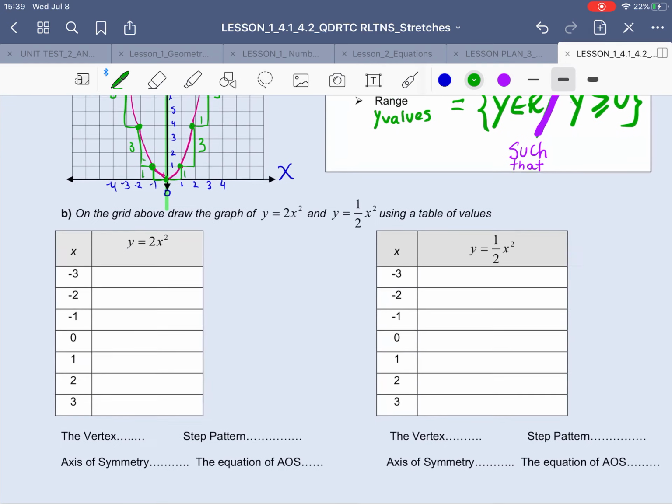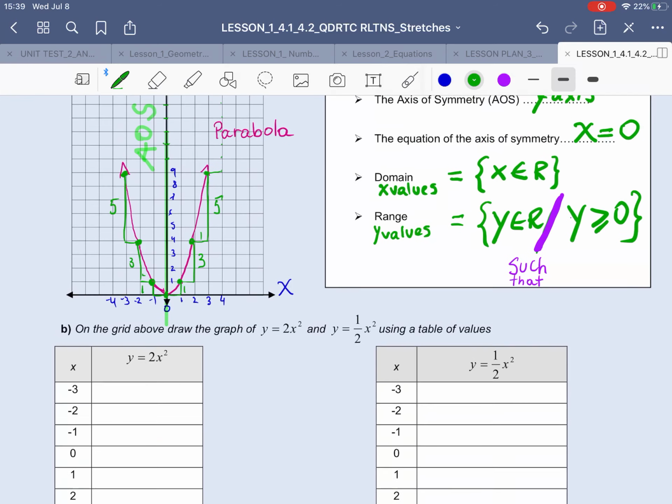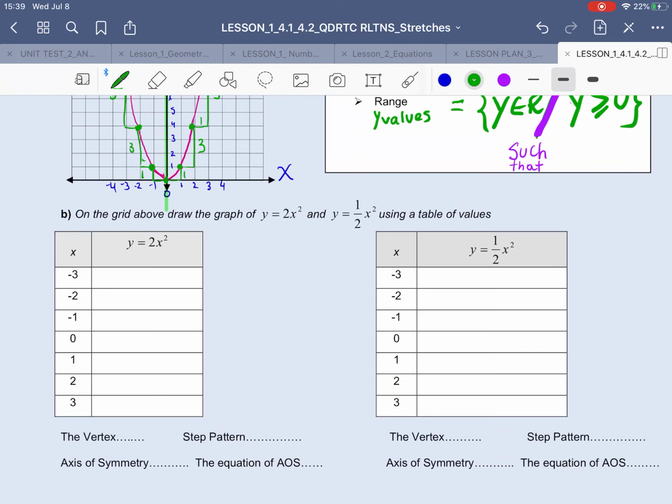So we are going to take a couple of examples together and try to analyze the quadratic relations given. On the grid above, so on the same grid that we had in here, we want to draw the graphs y equals 2x squared and y equals half x squared. So I'm going to use a table of values still because I'm not very skilled at drawing the parabola very fast, but you will be very soon, trust me.